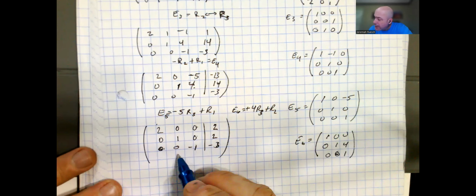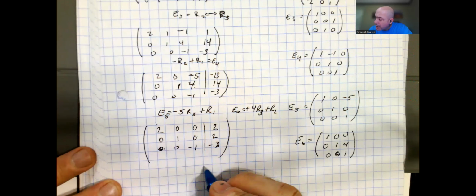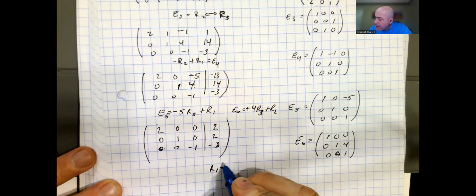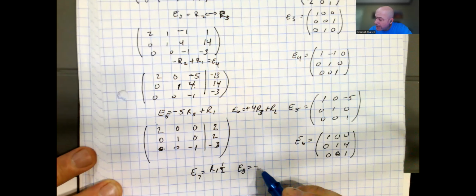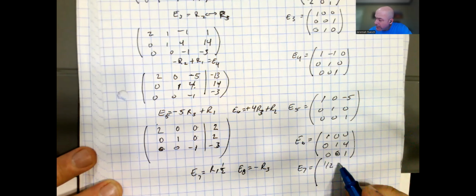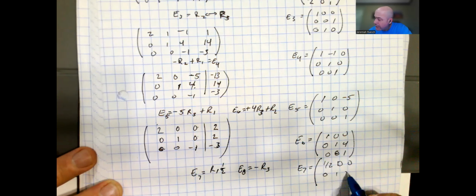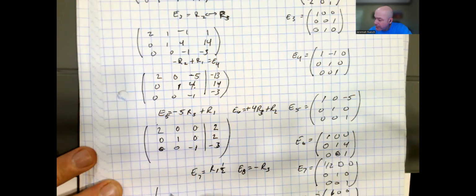Okay. All right. It looks like we just simply need to multiply row 1 by a half. It's going to be E7. And E8 is going to be opposite of row 3. Okay, so E7 is going to be 1 half, 0, 0, 0, 1, 0, 0, 0, 1. And E8 is going to equal 1, 0, 0, 0, 0, negative 1, 0, 1, 0. Okay, and so our final result is 1, 0, 0, 1, 0, 1, 0, 2, 0, 0, 1, 3.